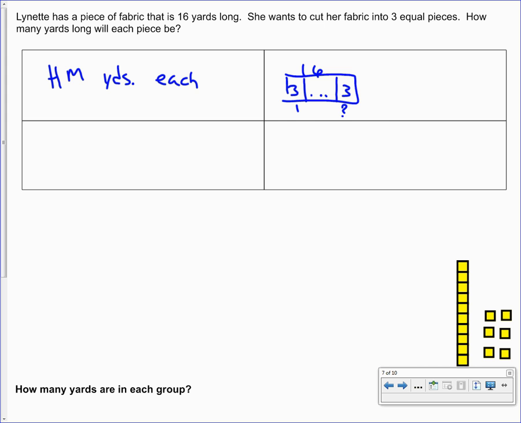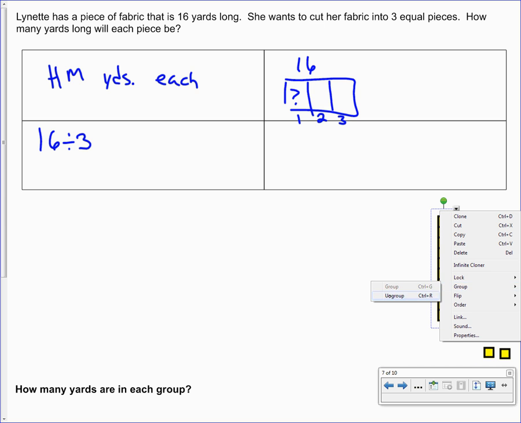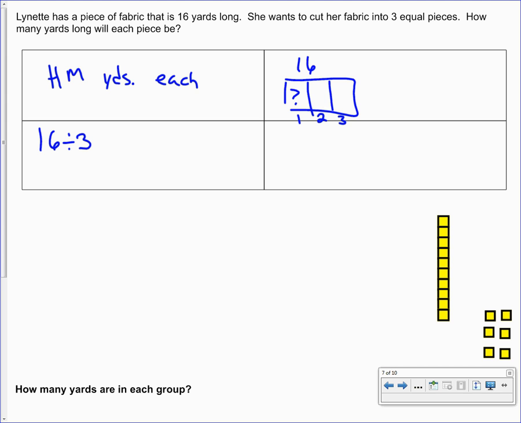No, I'm sorry, that's not correct. 16 to 3 groups. I want to know how long each group is going to be. So again, I'm doing 16 divided by 3. If you haven't noticed by now, I'm going to have to take this and regroup it into ones, because there is no other way to do this. 16 divided by 3. I can't divide that 10 into 3 groups, so I have to break it apart. I have 16 ones. So I'm going to put them into 3 groups. So we've got 1, 2, 3.